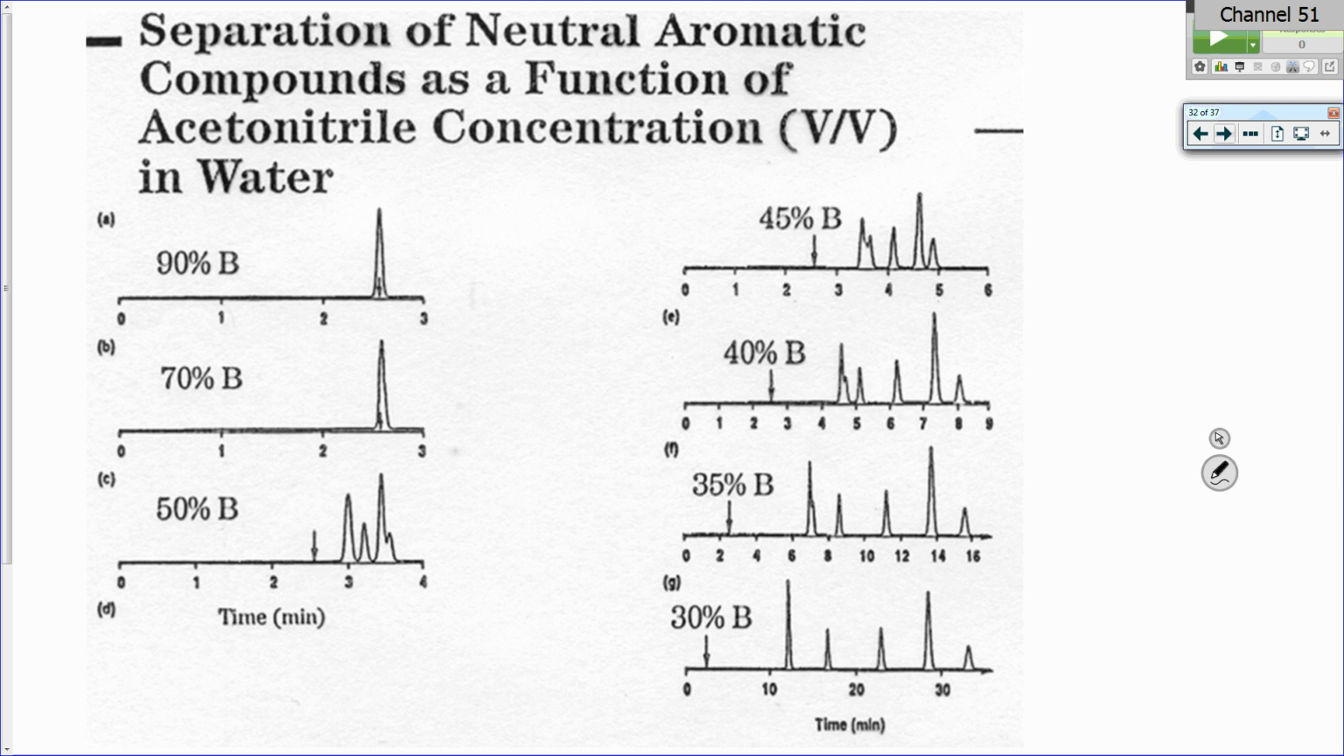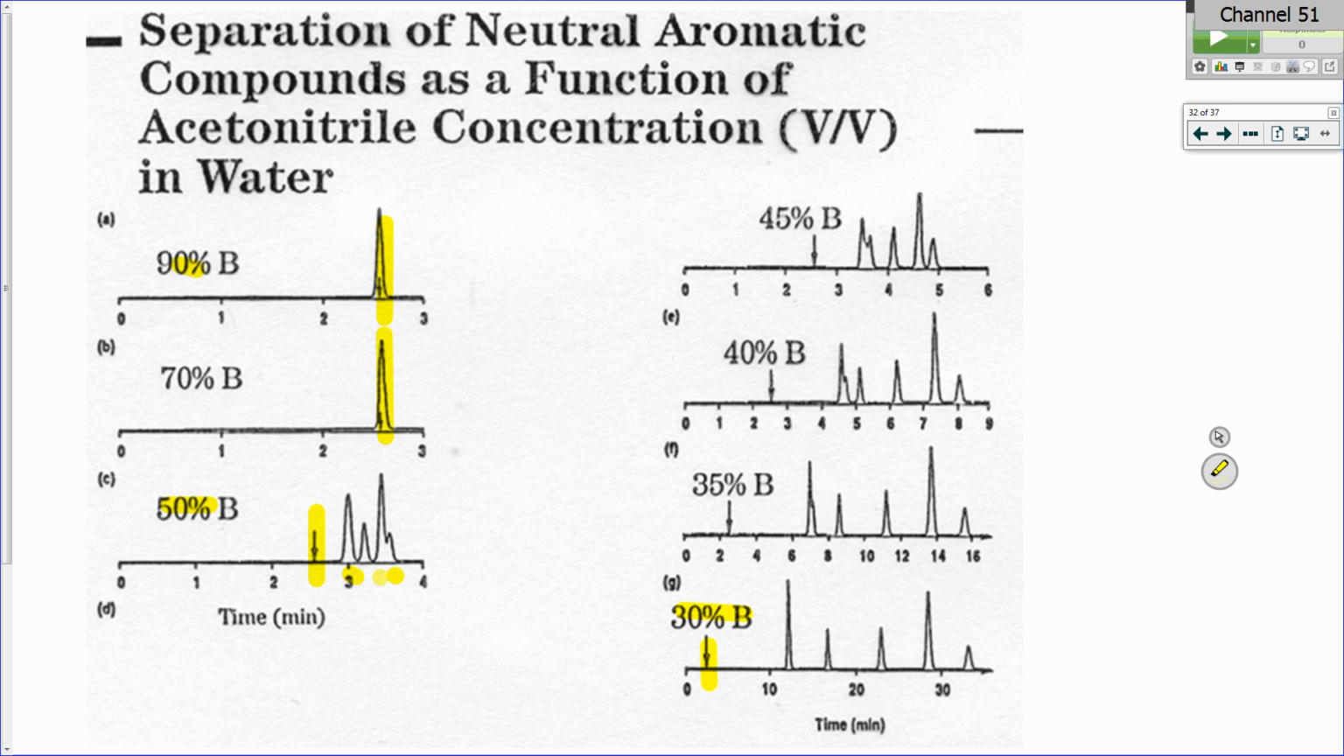This is just showing the separation of things with different strength of solvents. I'll talk about it just quickly. So this is 90% acetonitrile. Everything elutes with a void in 2.5 minutes. At 70%, everything co-elutes at 2.5 minutes with a void. Drop it down to 50%. Here's the void time, 2.5 minutes. I'm starting to get some retention of the analytes. And keep working down to 30%.